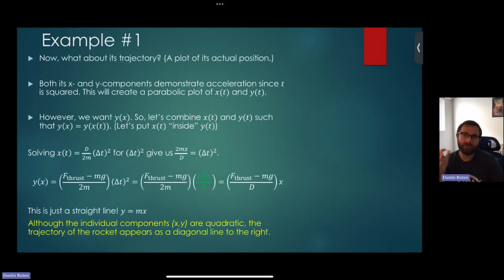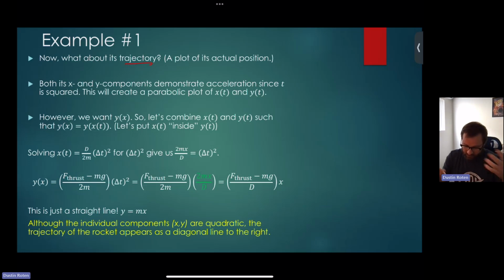Now, what about its trajectory? We know what these coordinates are as a function of time. So now we need to think about what this plotted out is going to look like. So if we're watching it in our coordinate system, where is it actually physically going to be? Not just x versus time or y versus time. Okay, so now we need to think about its trajectory.